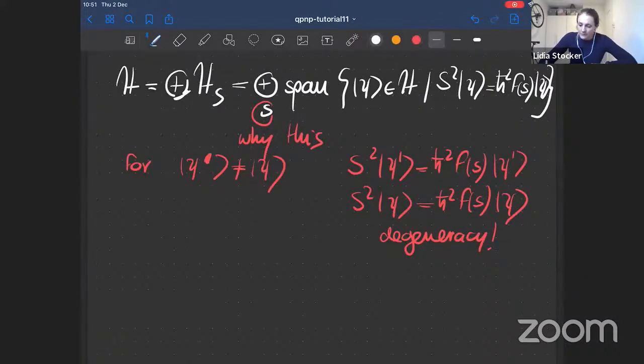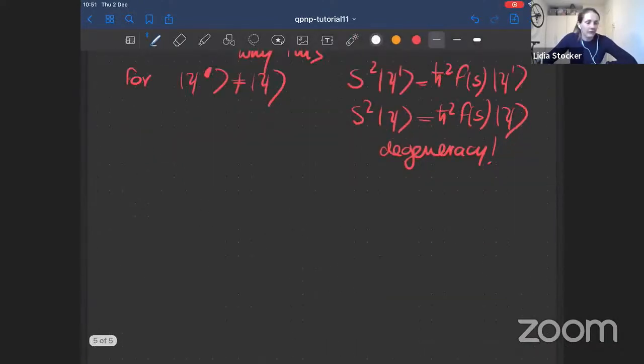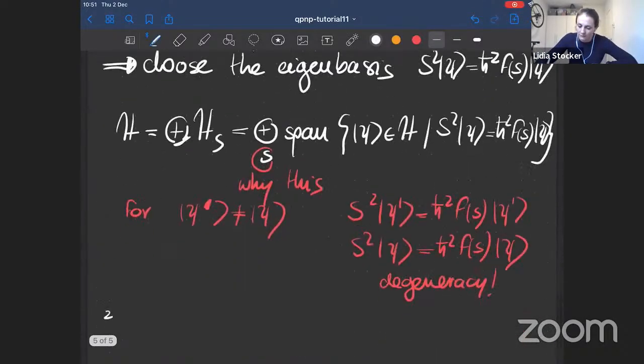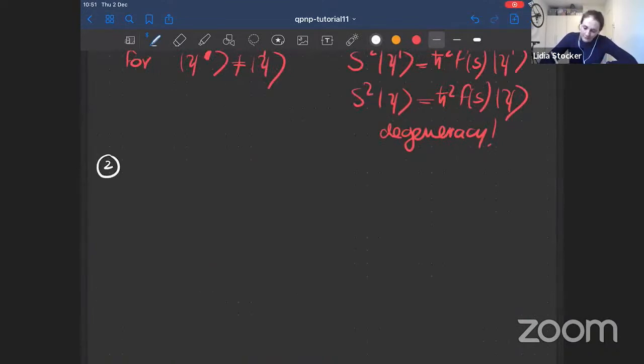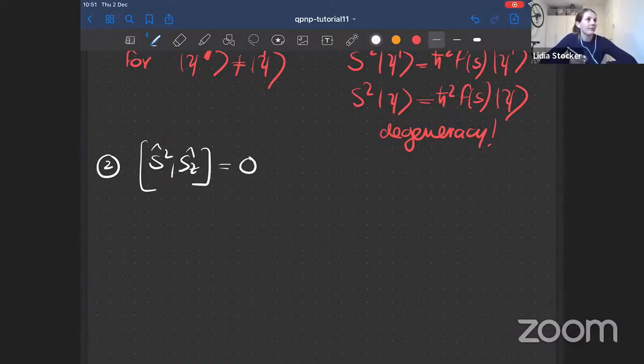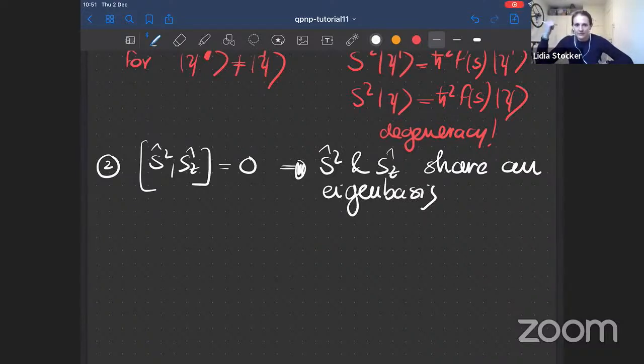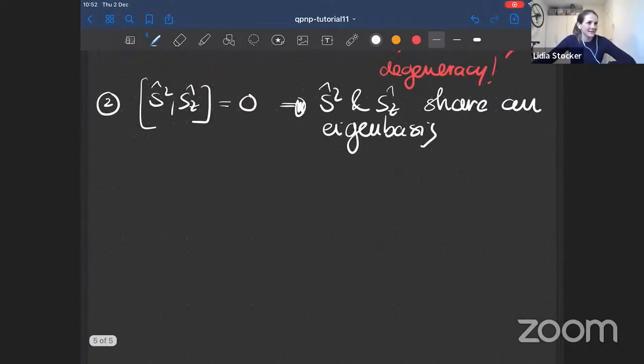Now we know something else about our operators. Property 1 is that S2 is Hermitian. Property 2 is that S2 and the SZ operator commute. This means that S2 and the SZ operator share an eigenbasis. These are properties we saw at the very beginning, and they come in handy again throughout the whole story of quantum mechanics.